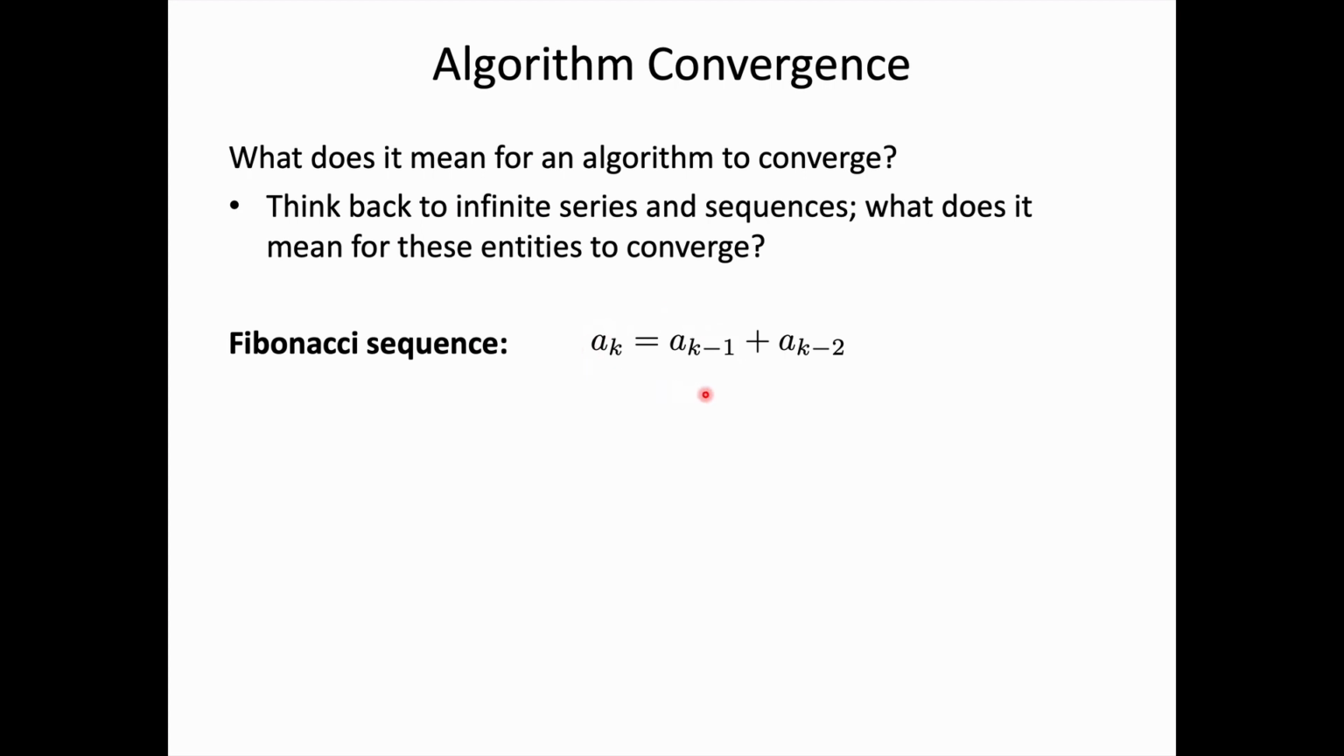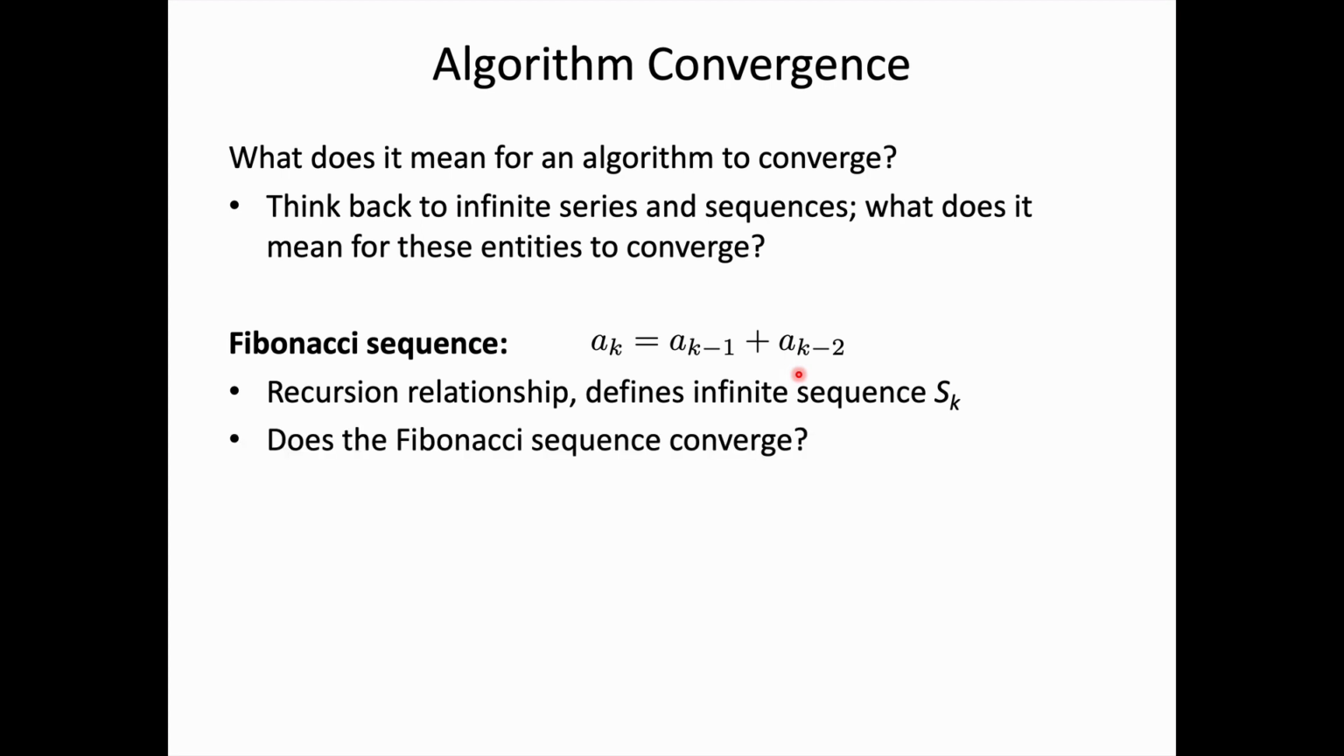We can define it using this recursive formula where k is the iteration number, or the index for the element in the Fibonacci sequence, and k is going to start at a small number, and we define a_k as the sum of the two previous values. This recursion relationship defines this infinite sequence. Here's a question: does the Fibonacci sequence converge? If k approaches infinity, what happens to a_k?